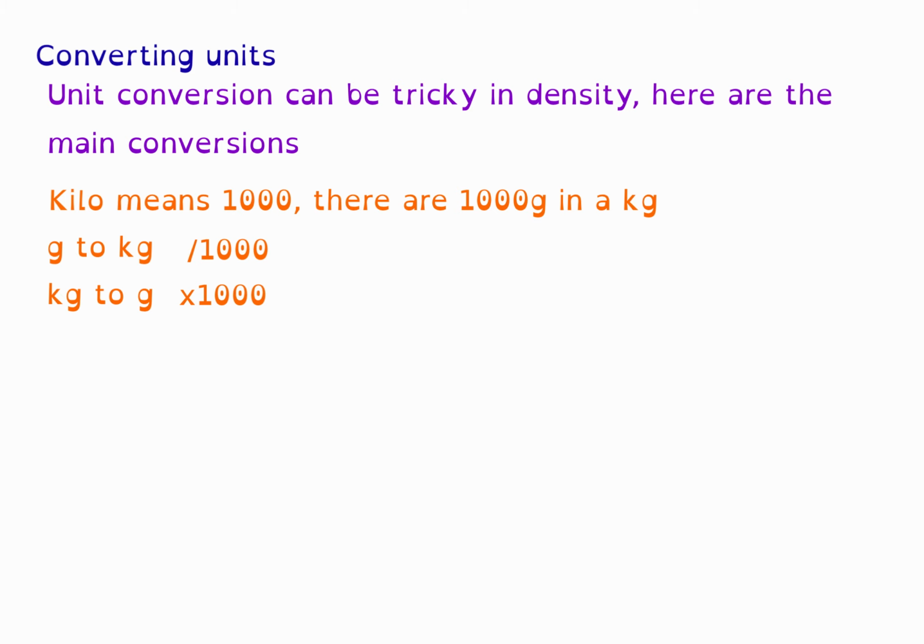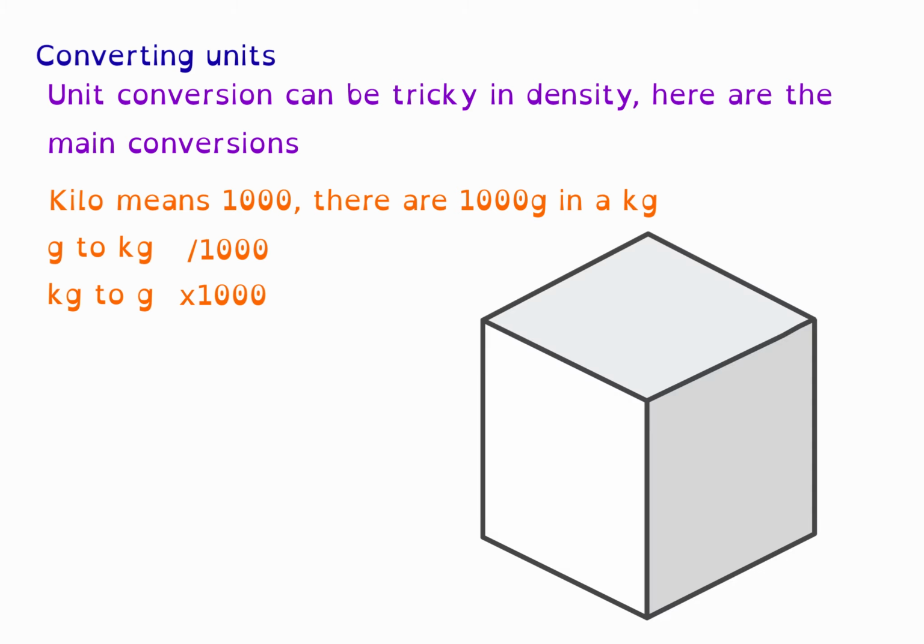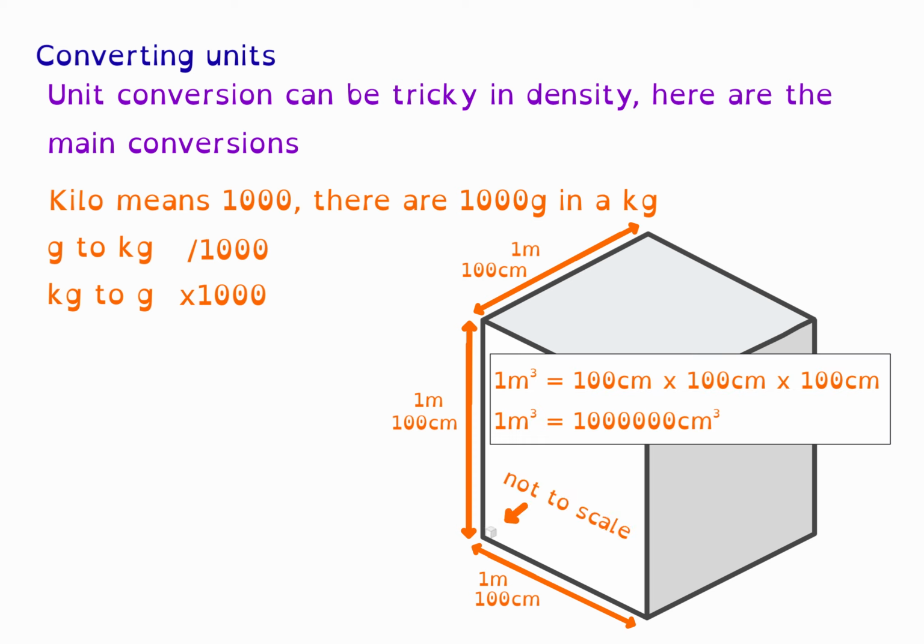For volume, we need to think about the shape of the cube. The cube is a three-dimensional shape, so has height, width and depth. So it's 1 metre by 1 metre by 1 metre. Or in centimetres, it's 100 centimetres by 100 centimetres by 100 centimetres. Which means 1 metre cubed has the same volume as 1 million centimetres cubed. So to convert from centimetres cubed to metres cubed, you need to divide by 1 million. To convert from metres cubed to centimetres cubed, you need to times by 1 million.